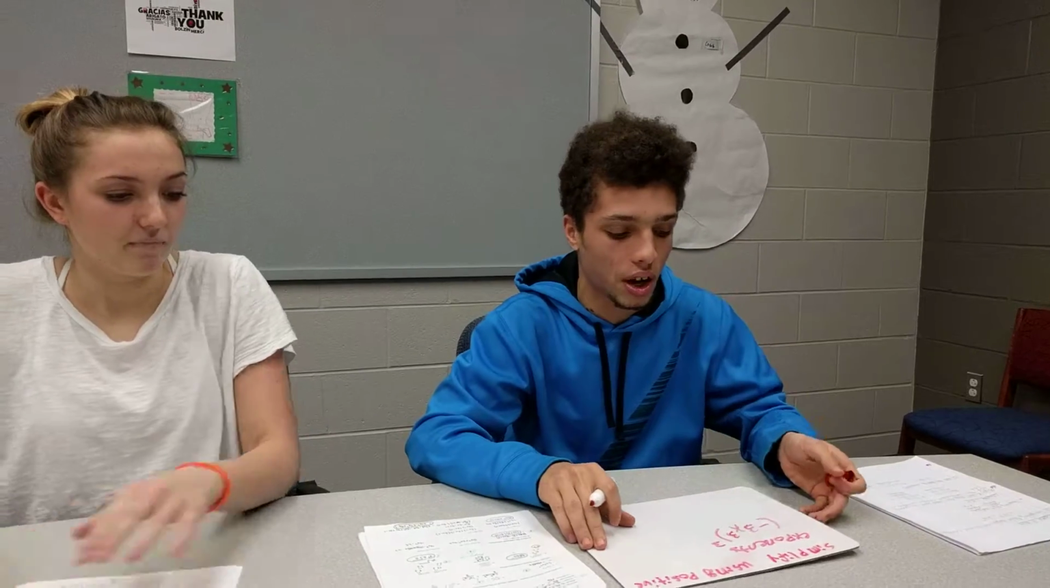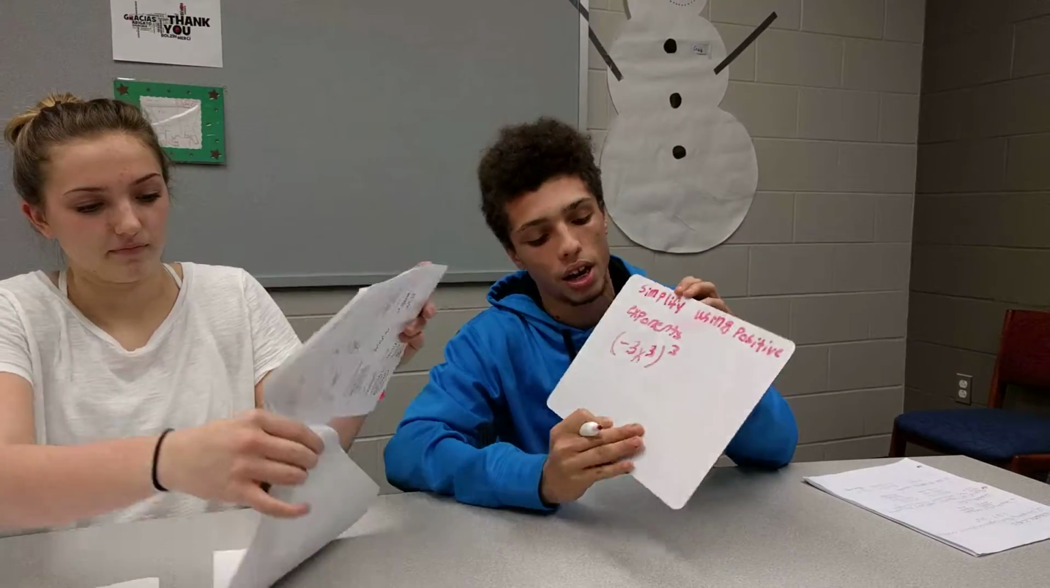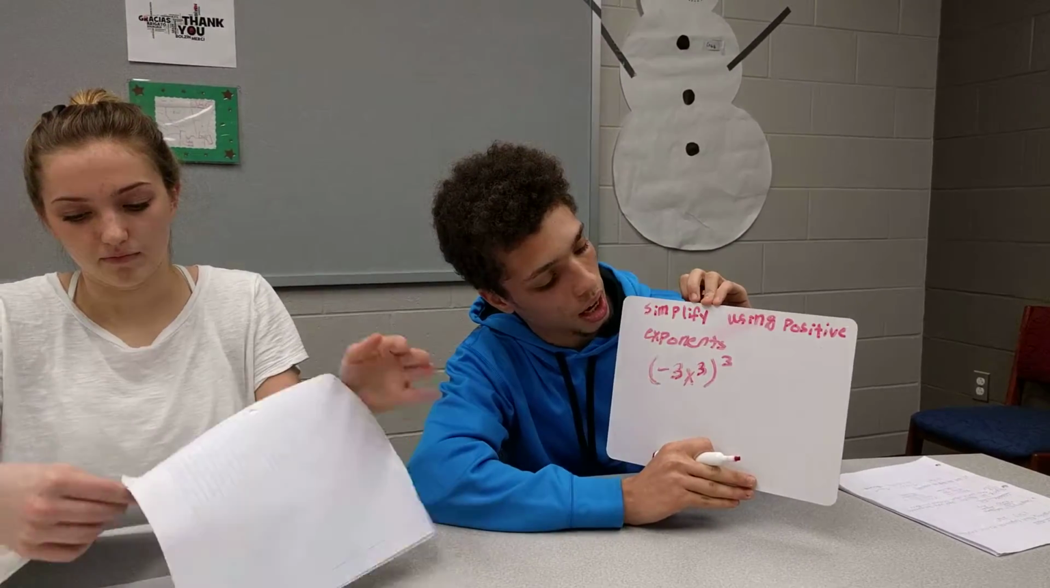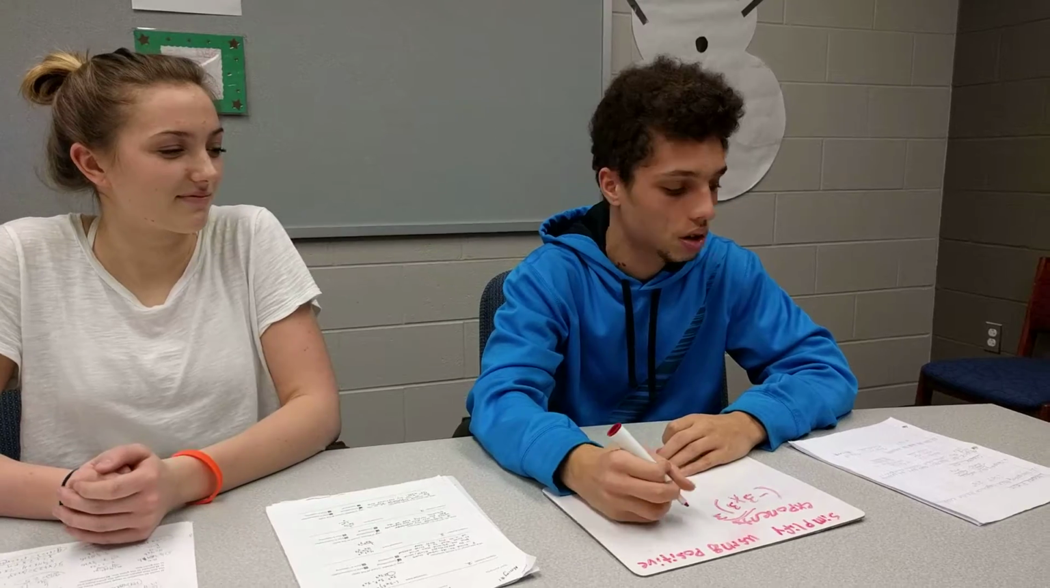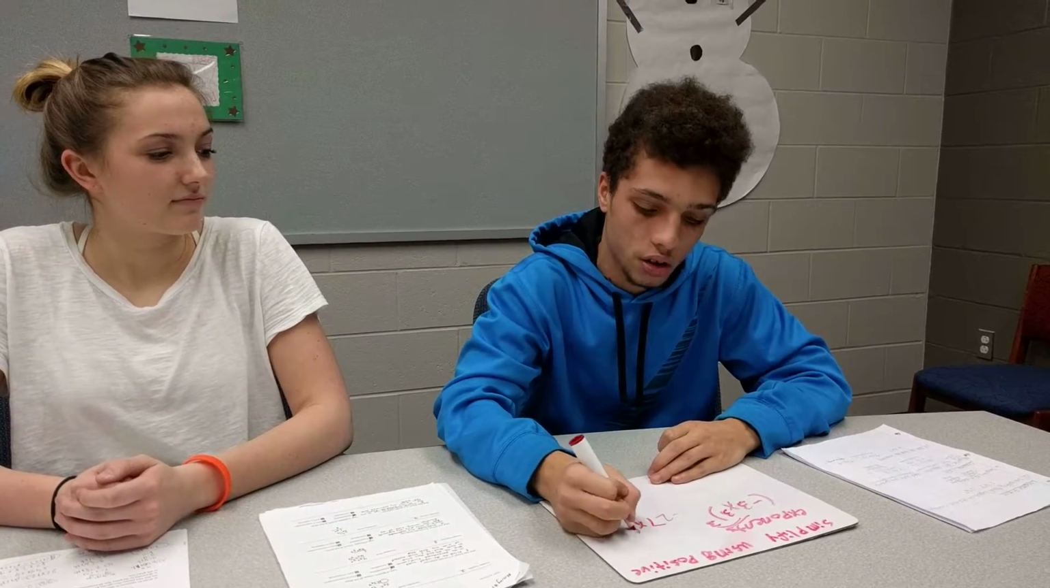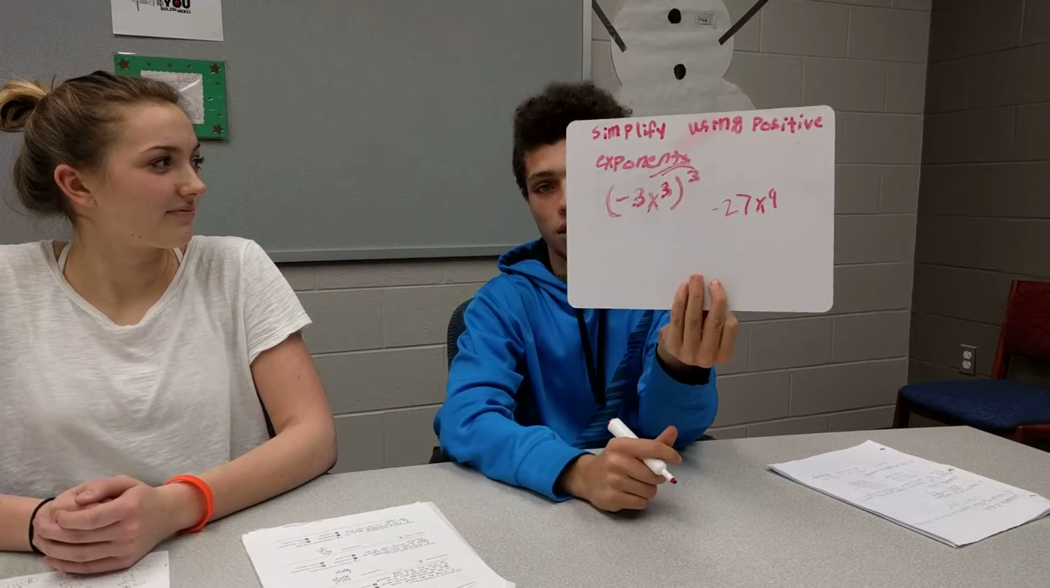The problem we have today is simplify using positive exponents: negative 3x cubed, and that's all cubed. Let's go ahead and solve that. You distribute your cubes, and then you get negative 27x to the 9th. Just like that. Easy peasy.